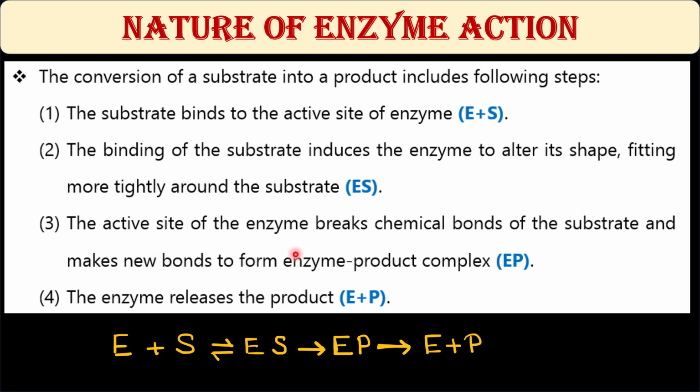The active site of the enzyme breaks chemical bonds of the substrate and makes new bonds to form the enzyme product complex. In this state, we can call it the EP state. And then the enzyme releases the product. That means E plus P. So enzyme and product both are released from each other.